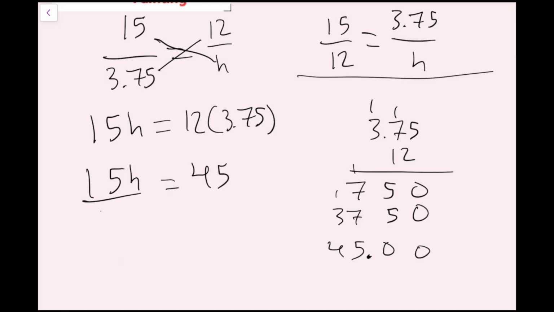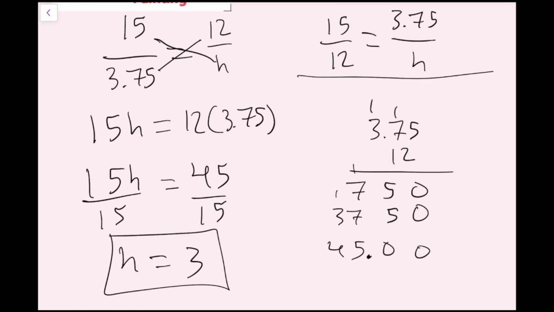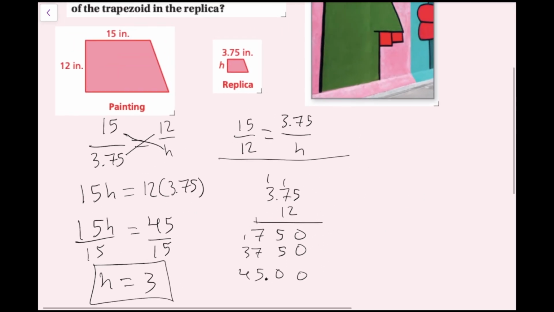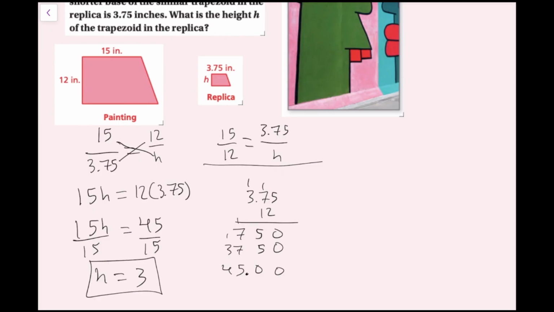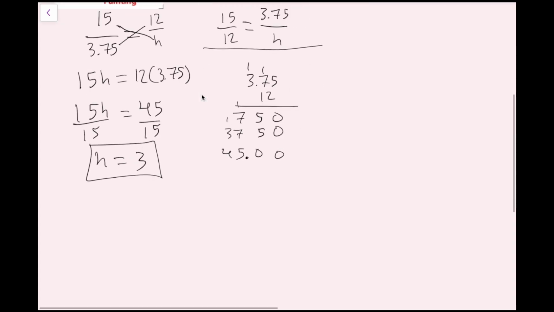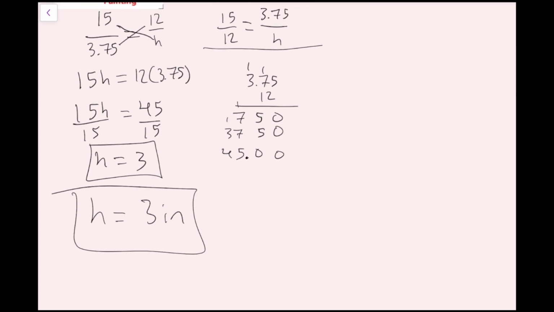Now I'm going to divide by 15 on both sides. I get h is equal to 3. Okay, so if I look back up here, the question is just asking for the height of the trapezoid. Well, my unit here is inches, so I know that the height of the replica trapezoid is just going to be 3 inches. So h equals 3 inches. And now we're done with this one.